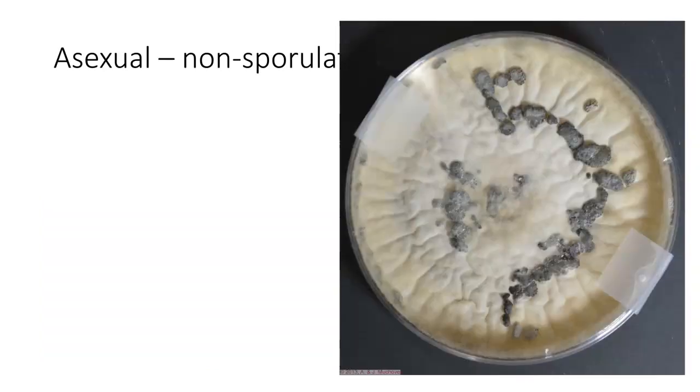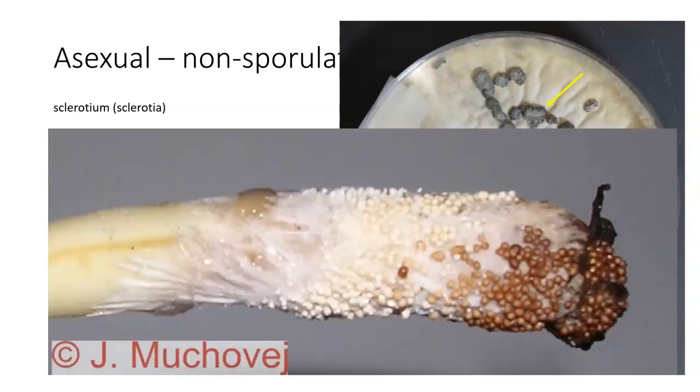We can also have asexual where it's non-sporulated. If you look at this particular plate, you see these large masses of fungi on the inside. These are called sclerotia. They act as a propagule, but they don't have any spore formation with it. And you can see them right there. This is a bean. This was growing in the field. And you see the little brown parts, those are sclerotia. And the little white parts are sclerotia that are less evolved, and eventually they will become black.